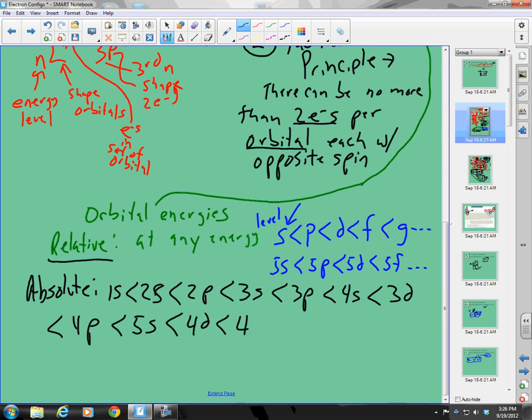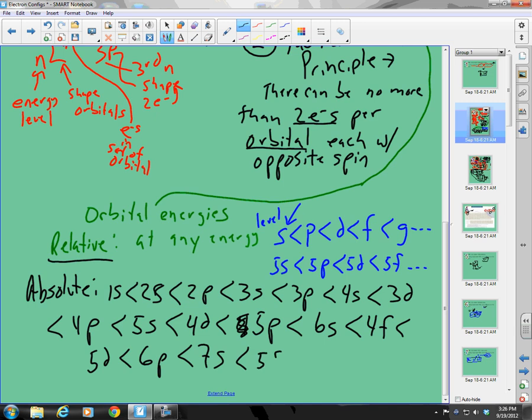which is less than the 5p, which is less than the 6s, which is less than the, oh my gosh, 4f, which is less than the 5d, which is less than the 6p, which is less than the 7s, which is less than the 5f, which is less than the 6d, which is less than the 7p. Oh my gosh, that is brutal, Mr. Smith. Yes, it is.